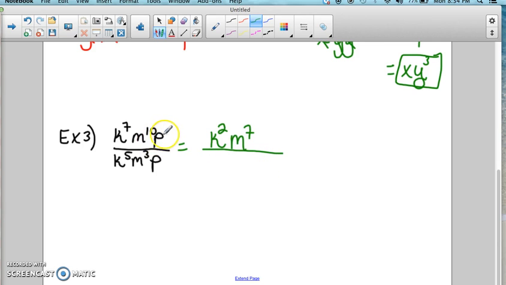And then you have a p at the top and a p at the bottom. So that's really p to the 1 and p to the 1. Well, p to the 1 minus 1 is 0. So you no longer have any p's left, and there's nothing left at the bottom. So you could put a 1, or you do not have to put the 1 there. And there's your answer.